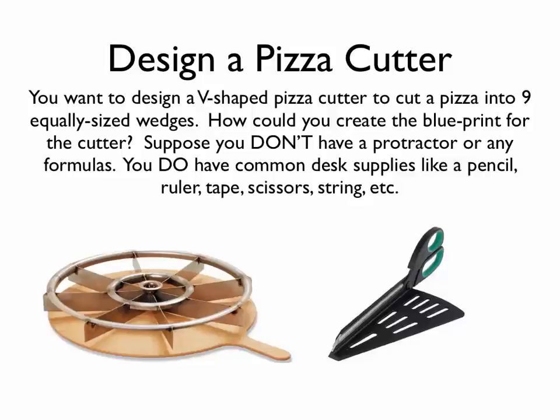Or how open that little tray thing on the right is. You don't have a protractor or any formulas, but you do have things like pencil, ruler, tape, scissors, and string. So how are we going to design, like the one on the left, so that it'll cut 9 equally sized wedges of pizza?